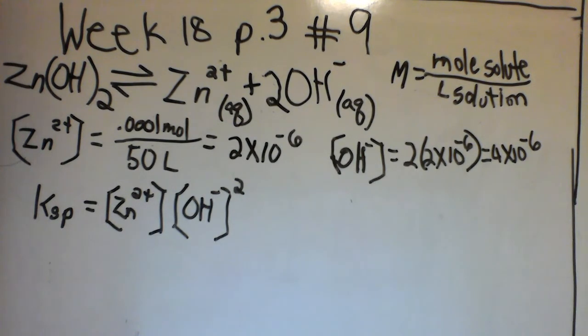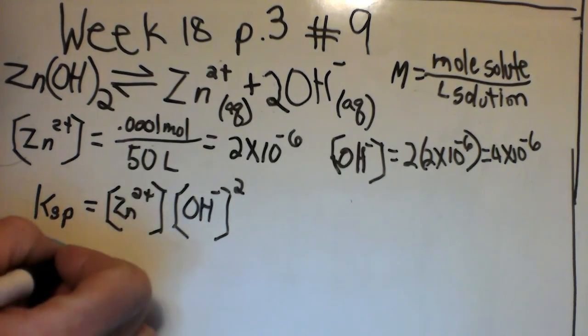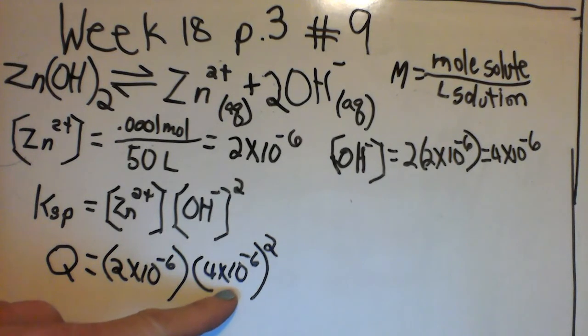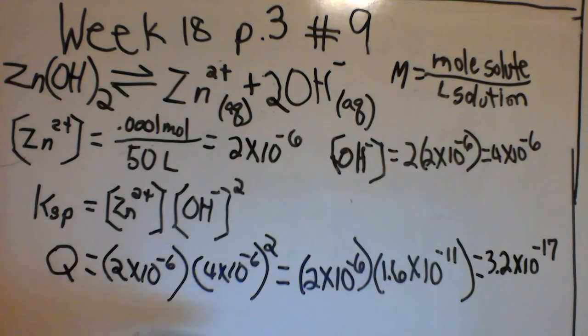Now we need to find the ion product. So the ion product is going to be the concentration of zinc multiplied by the concentration of hydroxide, which is squared. The first thing I'm going to do is square the hydroxide concentration, and then I'll multiply it by this to get a final answer. And our ion product turns out to be 3.2 times 10 to the negative 17th.